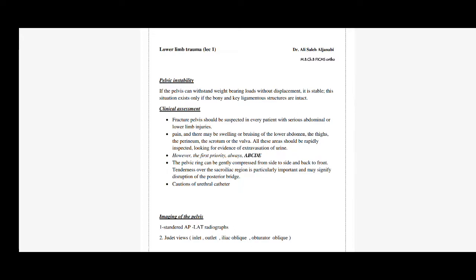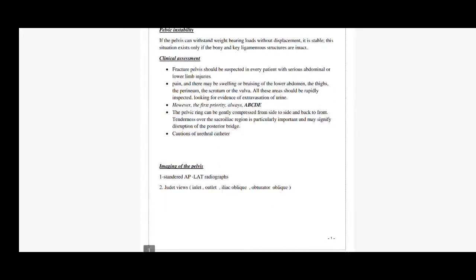Another important thing is to be cautious about the Foley catheter. Around 30% of cases of pelvic injuries are associated with urethral injury. The hallmark is blood at the external urethral meatus. So if we insert a Foley catheter, this will change a partial urethral injury into a complete one and complicate the problem. So there is caution with Foley catheters in the emergency setting.